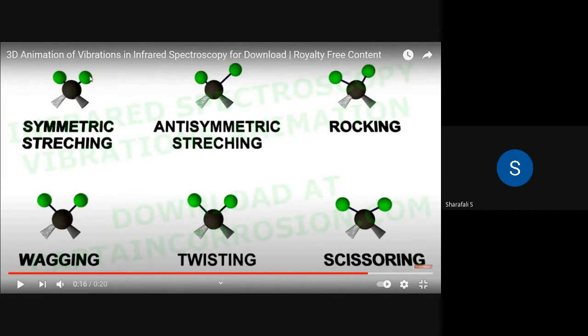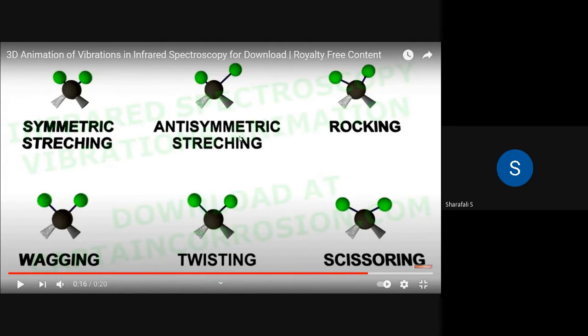They will be doing this at the same time. Suppose this atom is in the stretching mode, then the other will also be in stretch. If this atom is in the compressed mode, then this also will be compressed. Both will have the same mode. Then it is called symmetric stretching. Both are having the same kind of vibration.